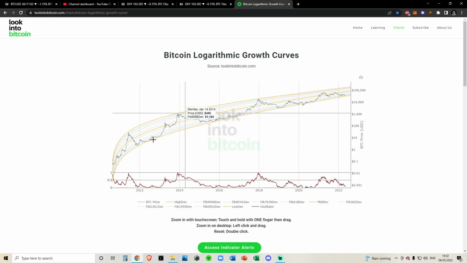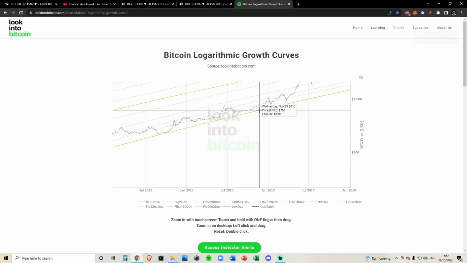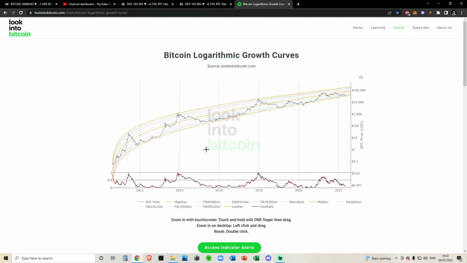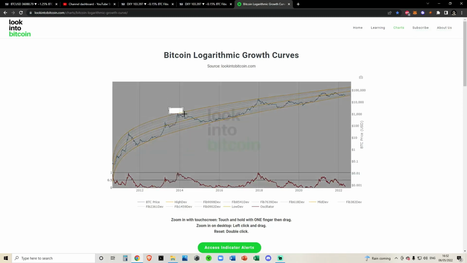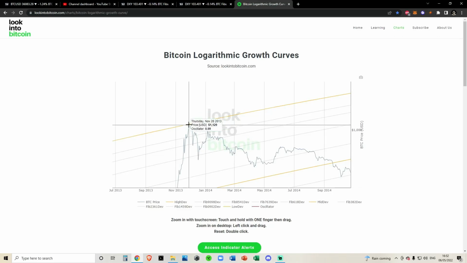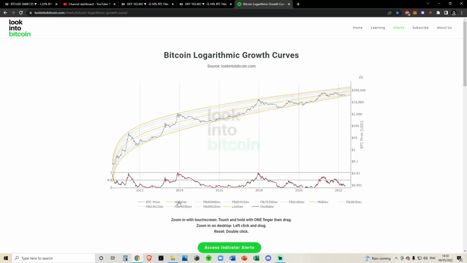Now, historically, we normally always bottom at the low deviation, which in mathematical terms simply means one deviation below the average price, oversold in the market. And on these growth curves as well, you can see we typically top out at one deviation overbought. So on this chart, they call it high dev and low dev. For me, I'm just going to be calling it one deviation overbought when we reach the top and one deviation oversold when we reach the bottom.